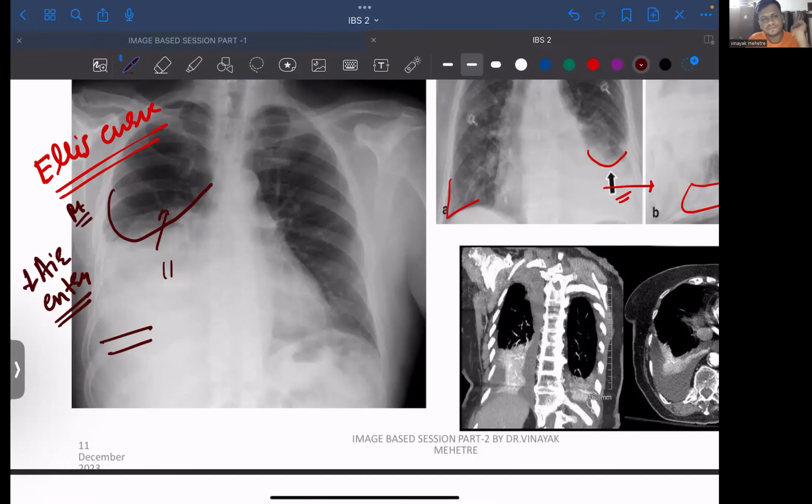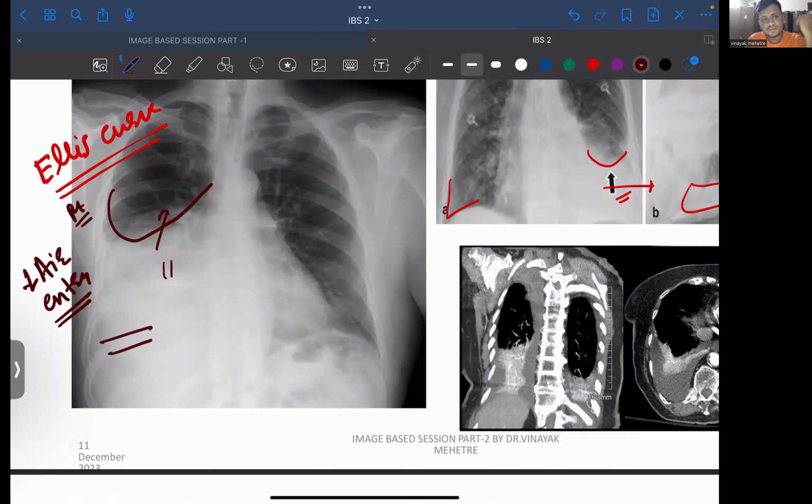What is the treatment? Treatment is to put an intercostal drainage. Intercostal drainage is the definitive management. We do pleural tapping, but we actually misuse it. We have to put an ICD, intercostal drainage.